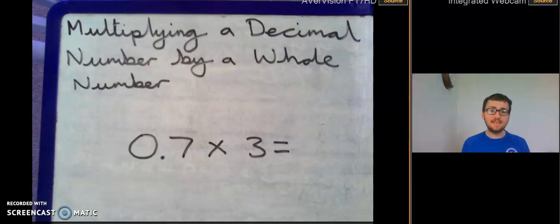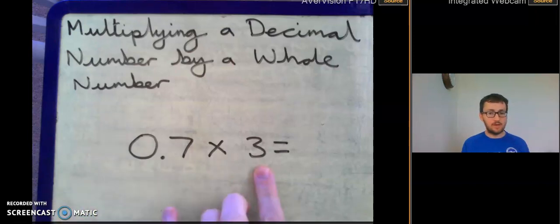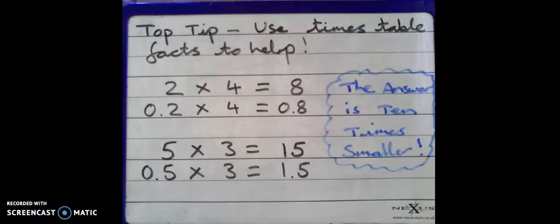It's Mr. Logue. In this lesson, we're going to be multiplying a decimal number by a whole number. Here's an example calculation, 0.17 times 3. So these calculations will be all in the tenths multiplied by a whole number.